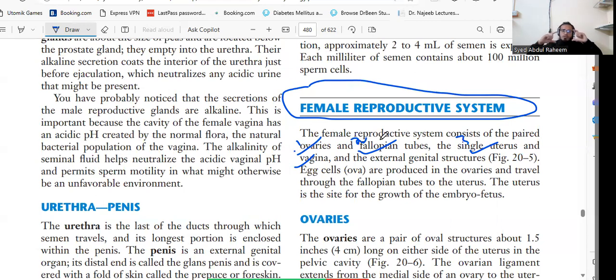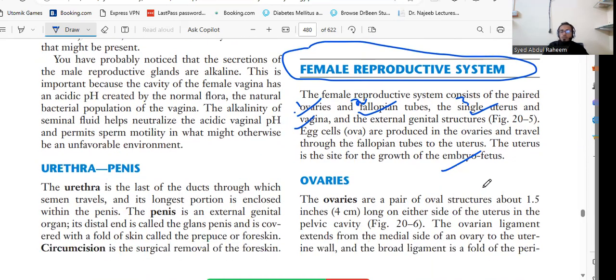Here we have one ovary on each side, the fallopian tubes are two, and the single uterus, a vagina, and external genital structures. Egg or ova are produced in the ovaries and travel through the fallopian tubes to the uterus. The uterus is the site of growth of the embryo or fetus.